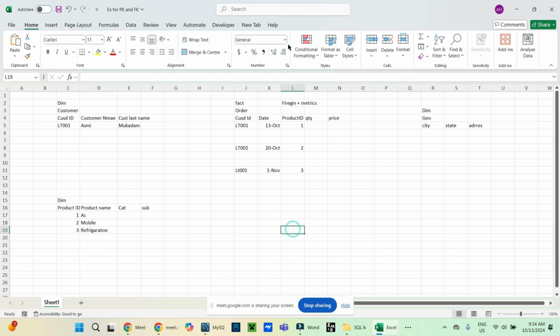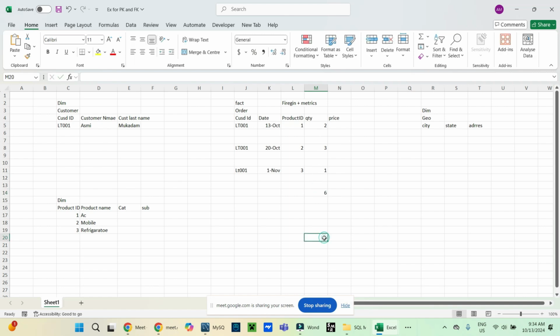And how much quantity am I buying? Suppose this AC I am buying 2, mobile I am buying 3, and refrigerator I am buying 1. So whenever somebody asks, or the requirement is there, to see how much quantity Asmi has bought, it will get added. So I have bought 6 quantity in total.